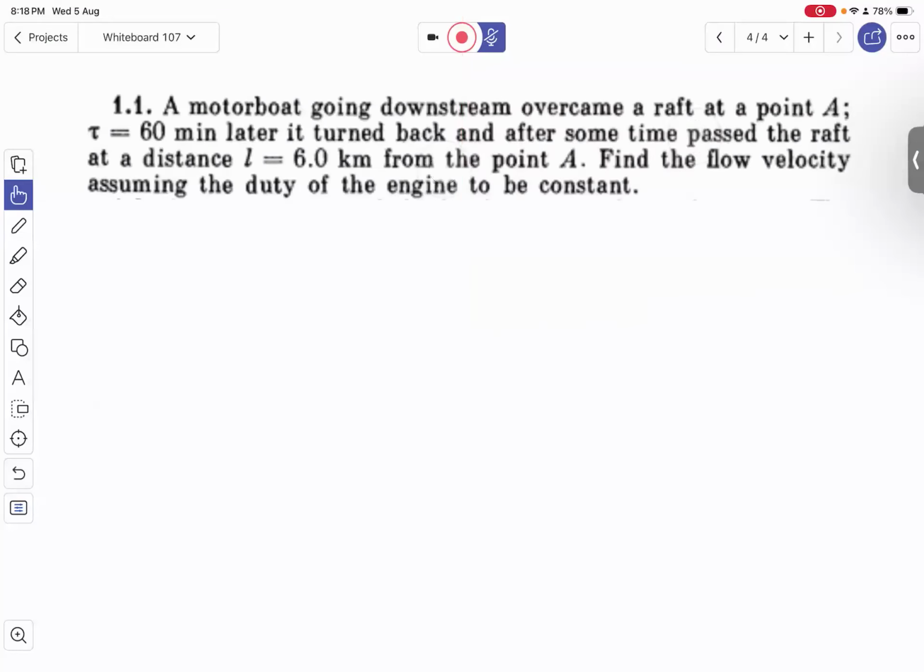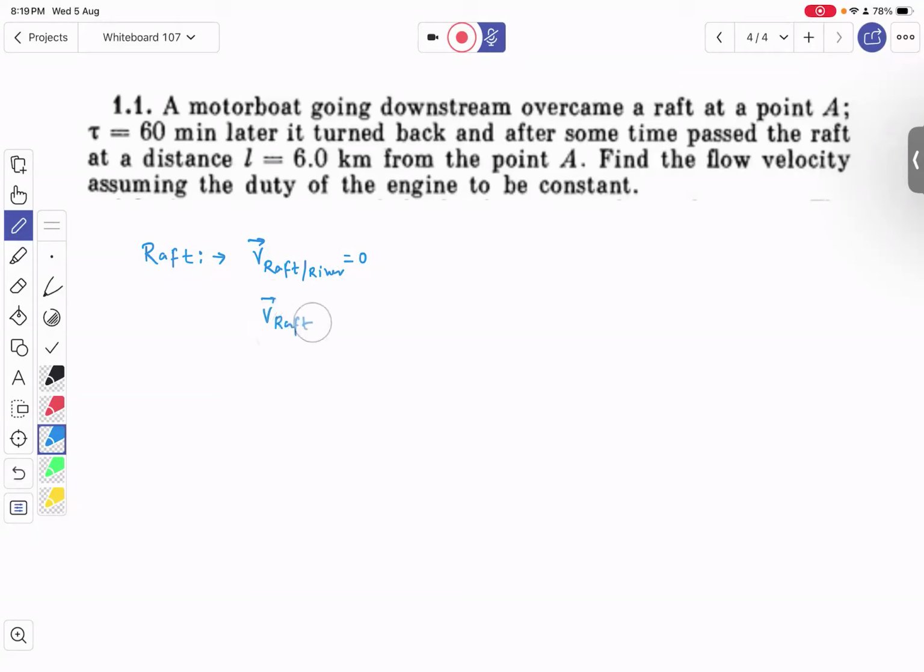So, a motorboat going downstream overcame a raft. If I tell you raft, a raft will be something which is stationary with respect to the river, floating and moving along with the river, no? So the velocity of the raft with respect to the river will be 0, and the velocity of the raft with respect to the ground frame is going to be the same as the velocity of the river with respect to the ground frame.